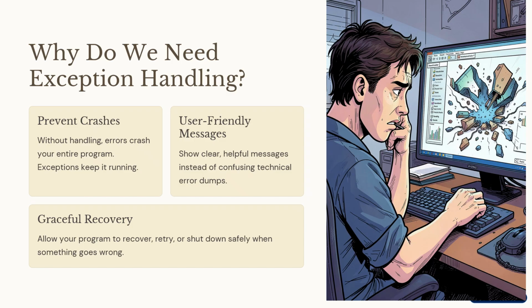The next one, why do we need exception handling? It is important because it prevents the program from crashing suddenly. There are three benefits. First, prevents crashes. It improves program stability by keeping the application running even if an error occurs. Second one, user-friendly messages. It helps us display user-friendly messages instead of confusing technical errors. And the third one is graceful recovery. It allows the program to recover from errors safely. Overall, exception handling improves the program experience and makes the code more reliable.